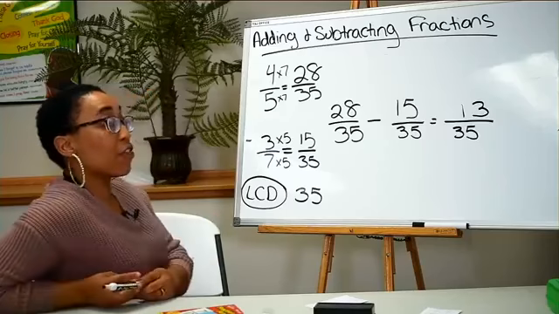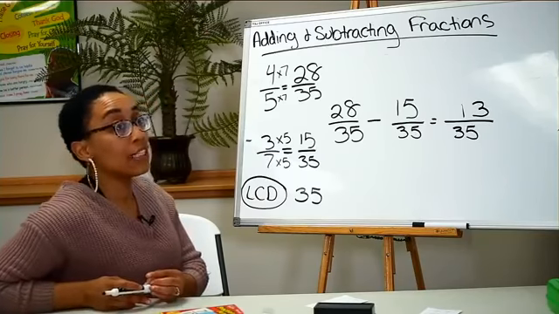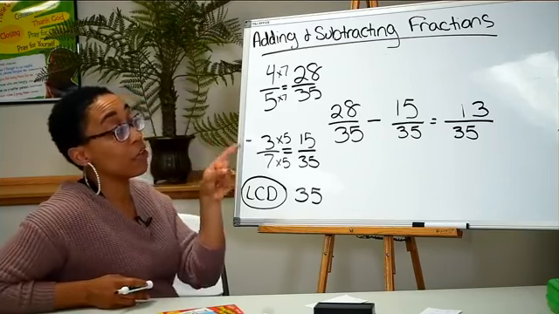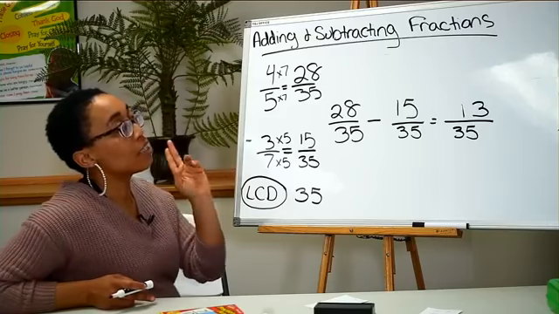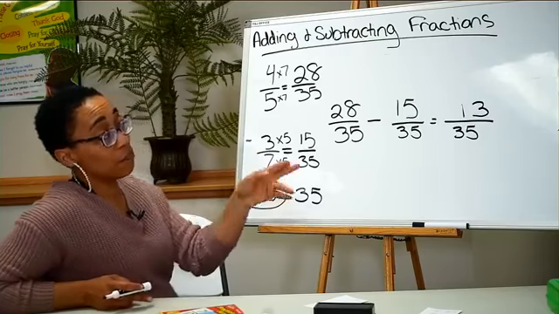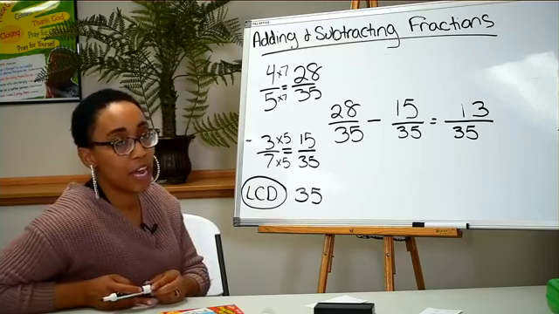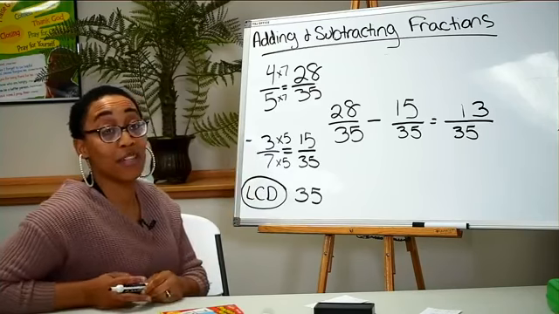All right, so we have 13 35ths. Are we done? Let's check. Is it an improper or proper fraction? It's a proper fraction because the numerator is smaller than the denominator. Or can it be reduced anymore? The answer is no. I know that right off the bat. How do I know that? Glad you asked. Because they're both odd numbers.